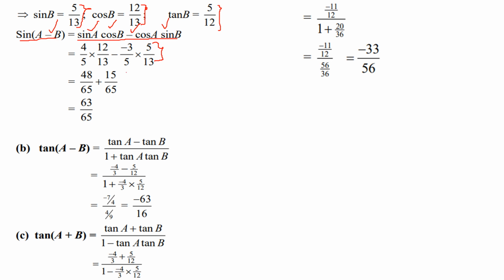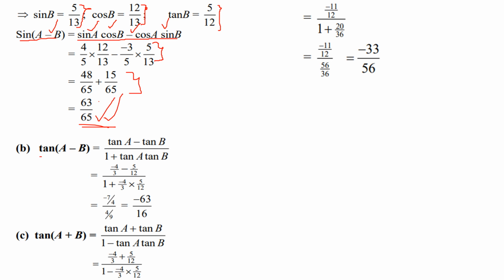Simplifying, you're going to get 48 divided by 65 plus 15 divided by 65. Now we are given our values, the question presented our values in terms of fractions. That means that we leave everything, also our answers, in terms of fractions. So this is going to be 63 divided by 65.